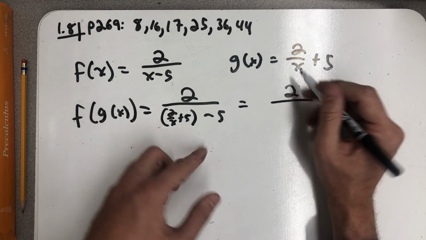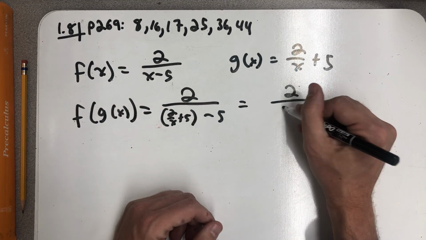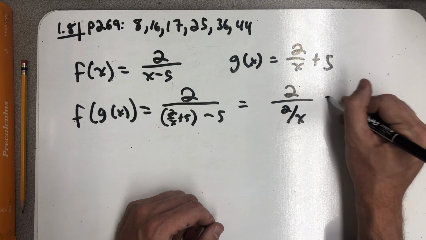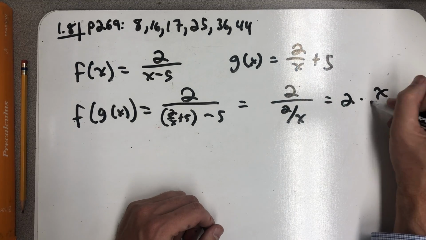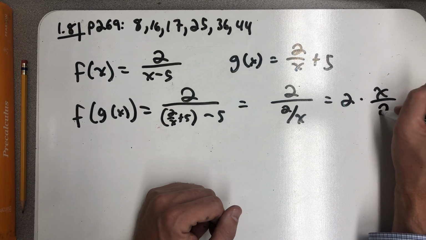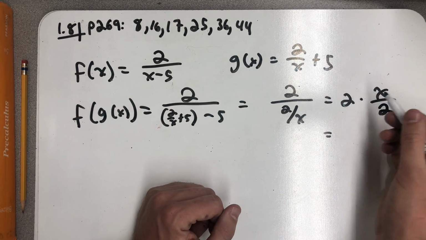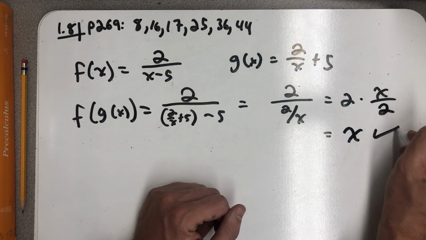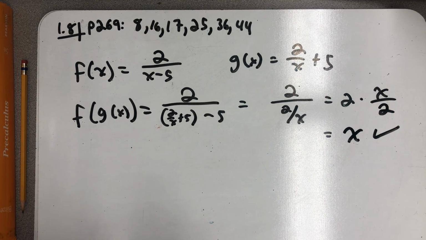Well, I have a plus 5 and a minus 5. I can lose those parentheses, and they cancel. I have 2 over x. So I multiply fractions by changing the division symbol to multiplication and taking the reciprocal of the bottom. 2 times x over 2 is just x, and that's what we're supposed to get if these are inverse functions. We still need to check the composition in the other direction.